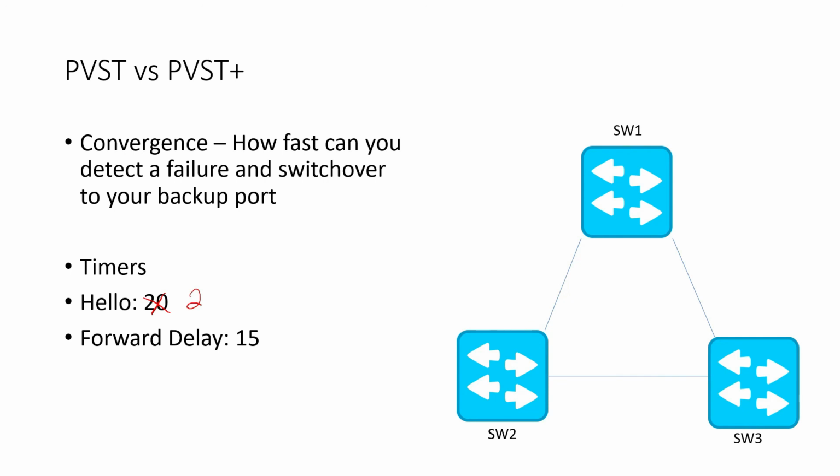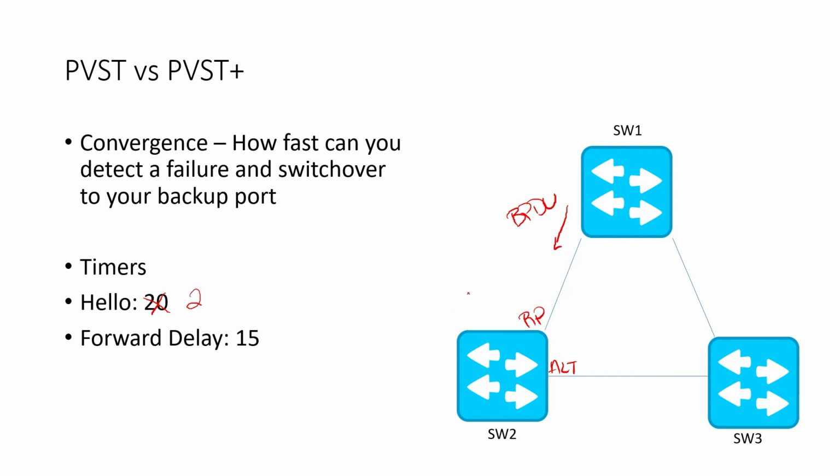So if I'm switch 2 and this is my root port and this is an alternate port, I should be getting BPDUs from switch 1 every 2 seconds. So if I count to 2, I should be getting the BPDU from you. If I do, I reset my timer. Now, if for some reason I go 6 seconds without getting a BPDU from you, that means I've missed 3 BPDUs, because 2 times 3 is 6. I'm supposed to be getting one every 2 seconds. I haven't gotten one in 6 seconds. That means I've missed 3 BPDUs from you.